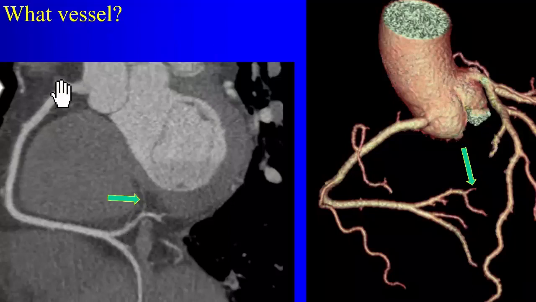So we said that as this comes around, we have the right coronary artery, PDA. This branch continues to the posterior wall of the left ventricle, and then this guy coming off is the AV nodal branch. Okay.